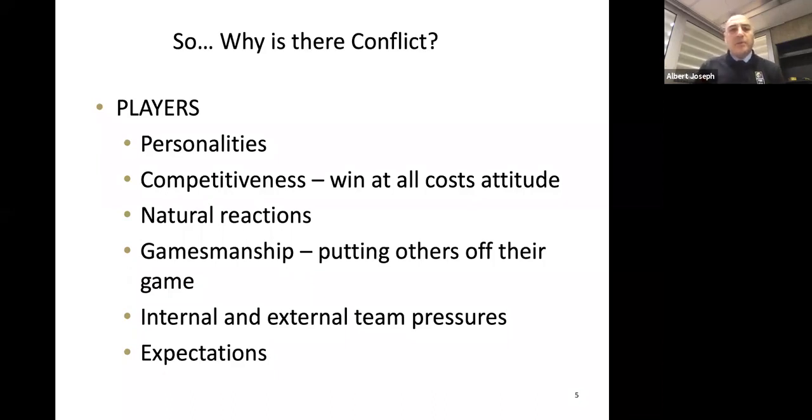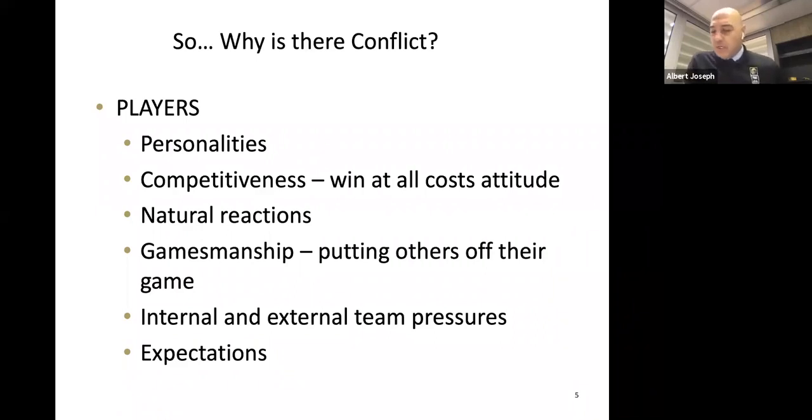And I think that provides a really good element to the entertainment of the game. It's not something that we should be putting a damper on unless it crosses the line. So I mentioned gamesmanship a little bit earlier.